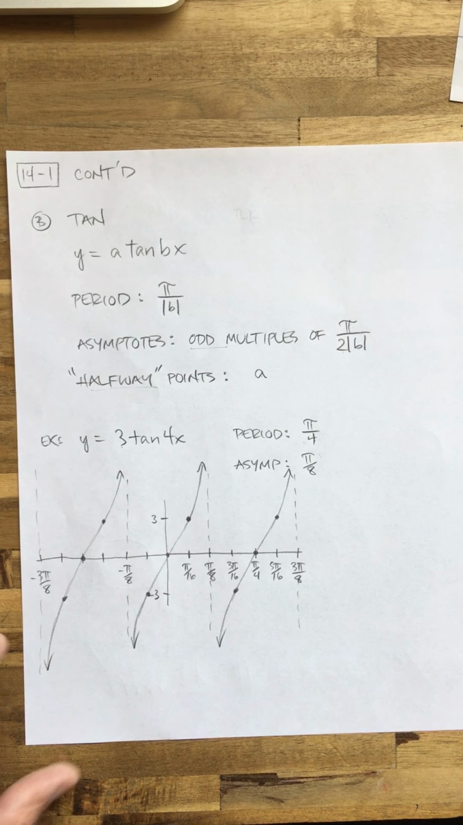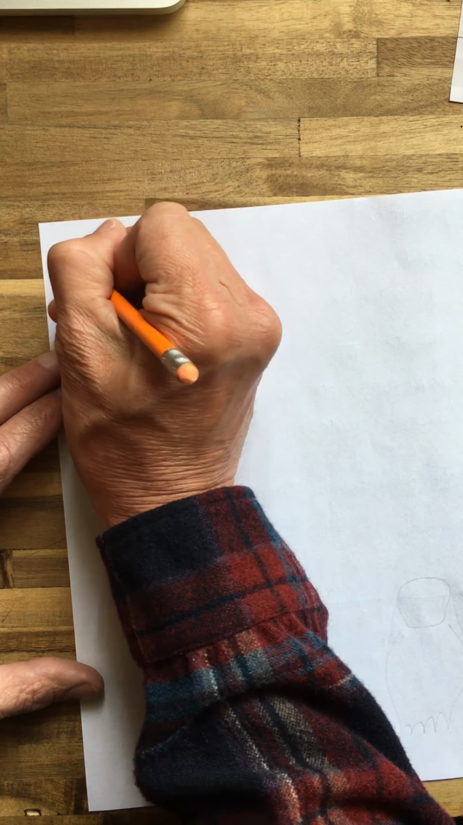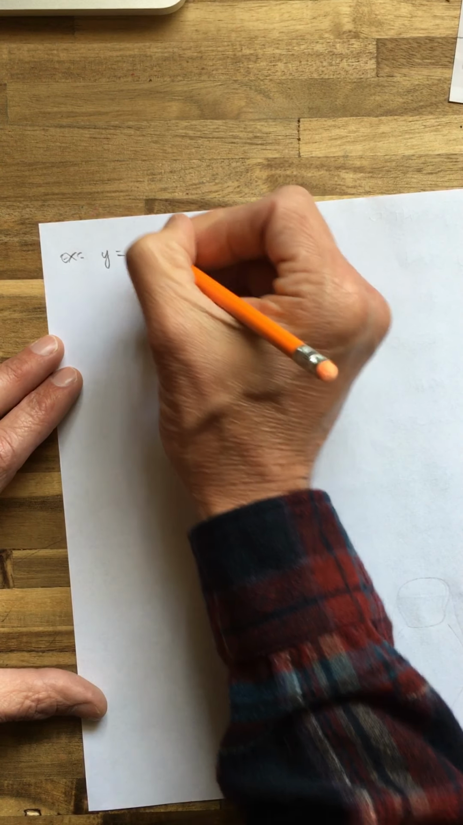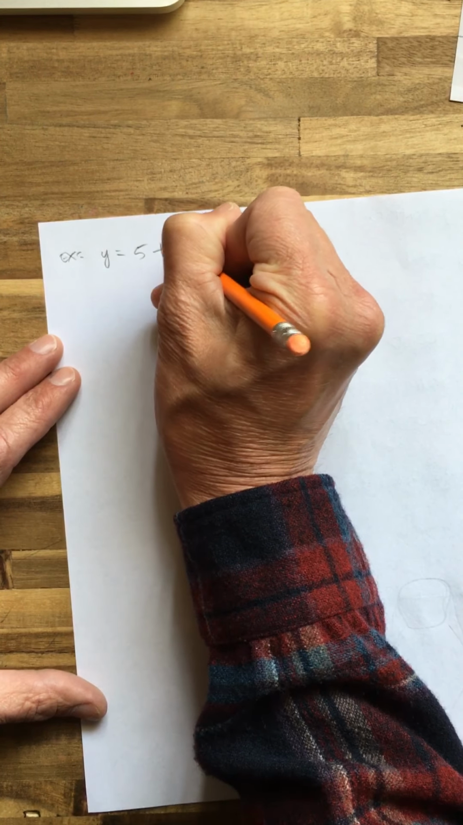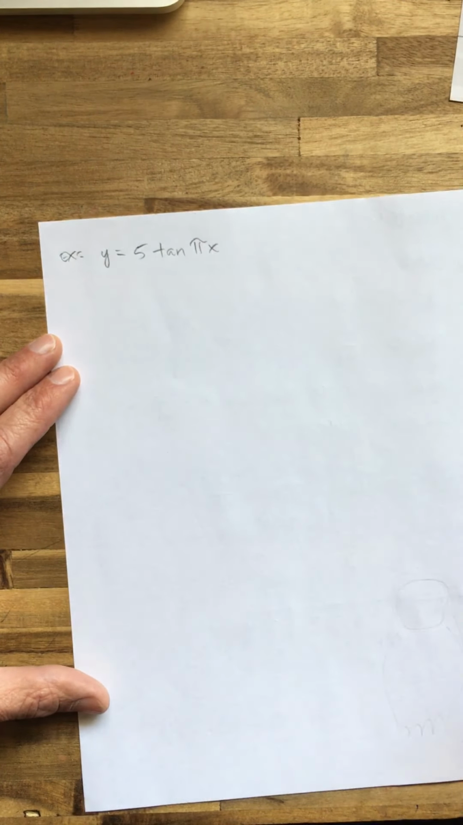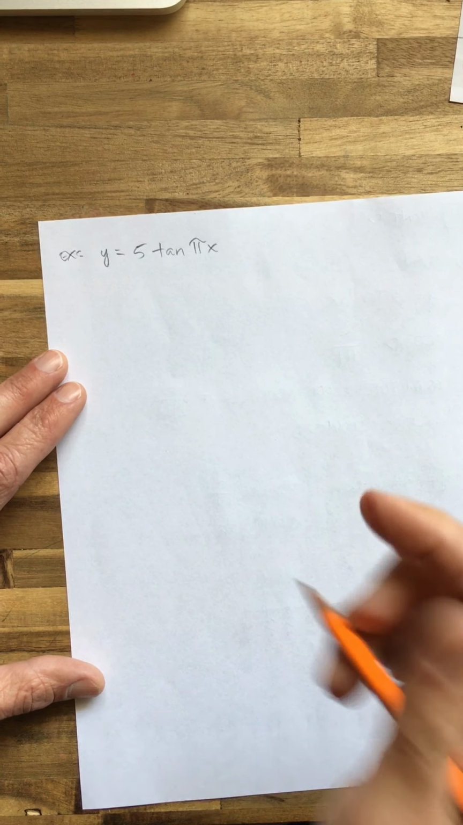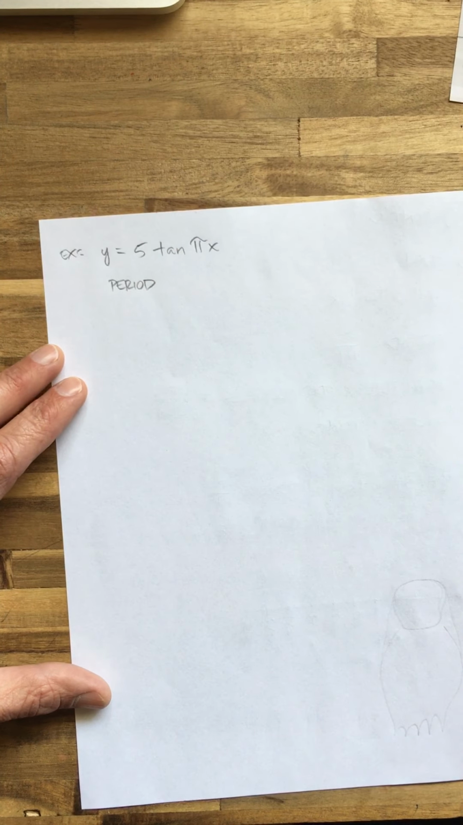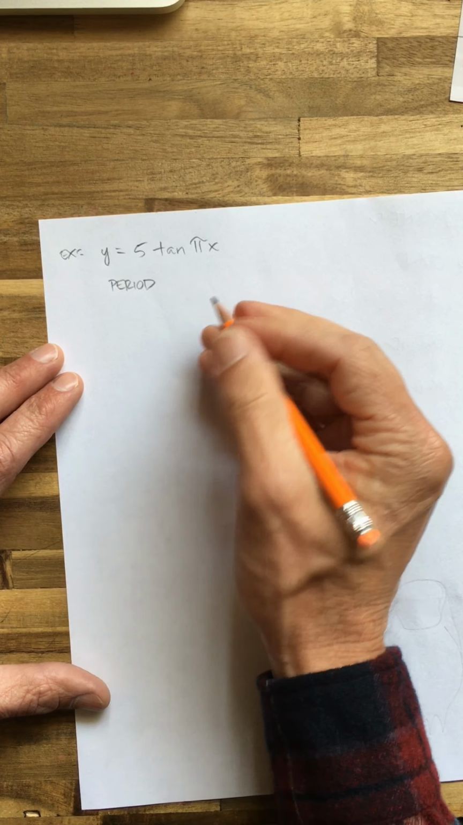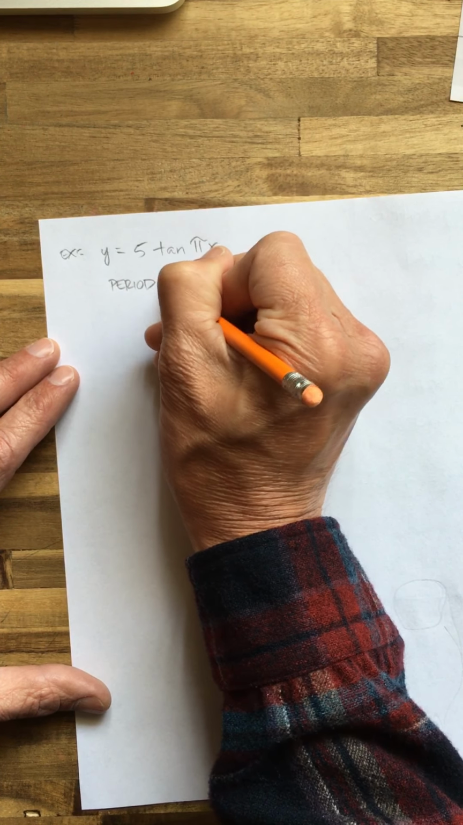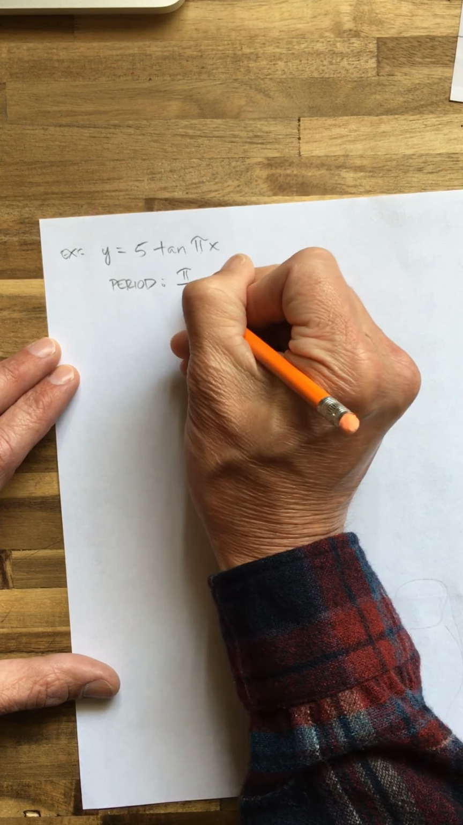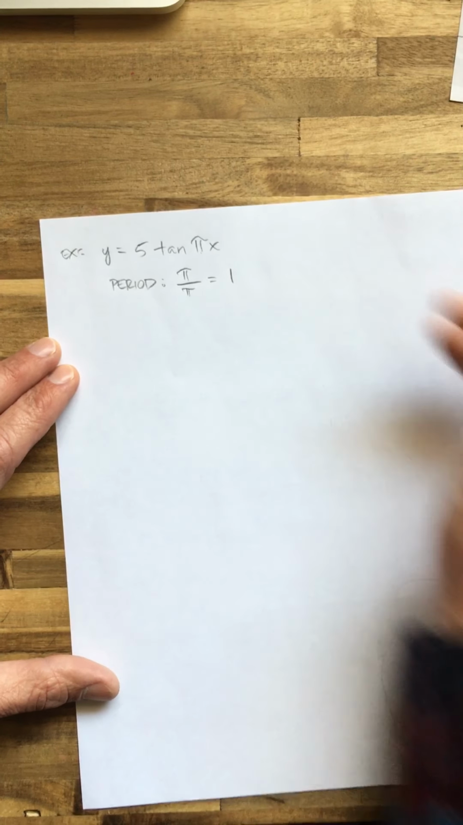All right, let's do another one. Let's do one last example. Y equals 5 times the tangent of pi x. All right, so here we go. Let's do the period. Remember, the period is pi divided by the absolute value of the b value. The b value in this case is pi, so pi divided by pi, which equals 1.